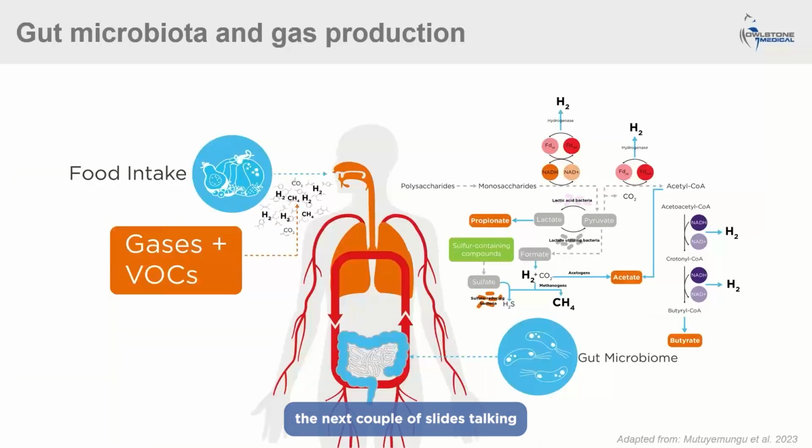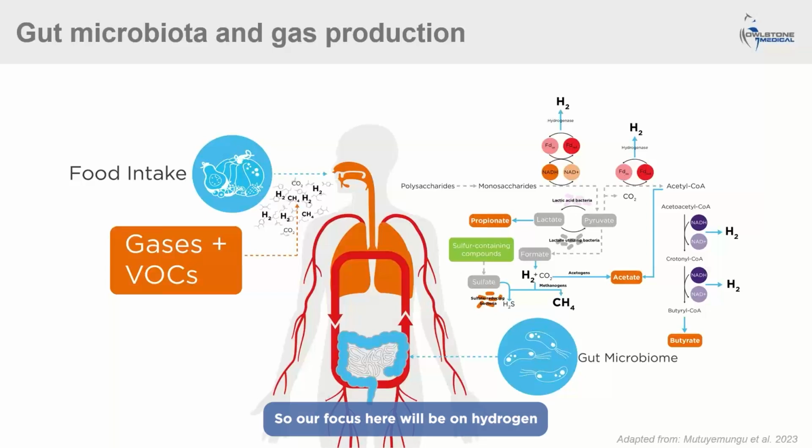I'm going to spend the next couple of slides talking firstly about where hydrogen and methane are coming from in the body, and secondly, why we're particularly interested in these two gases. So when we're talking about gas production in the human gut, we're talking on the order of magnitude of 0.2 to 1.5 liters of gas a day, and about 99% of that gas is either hydrogen, methane, or carbon dioxide. Carbon dioxide is systemically produced across the body.